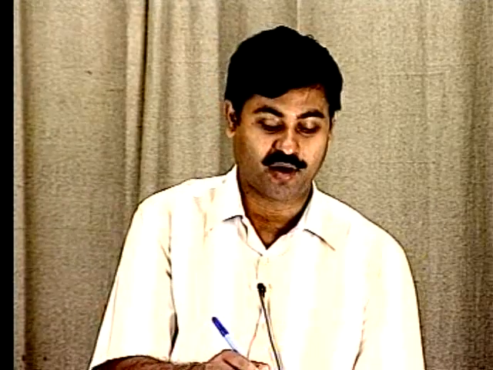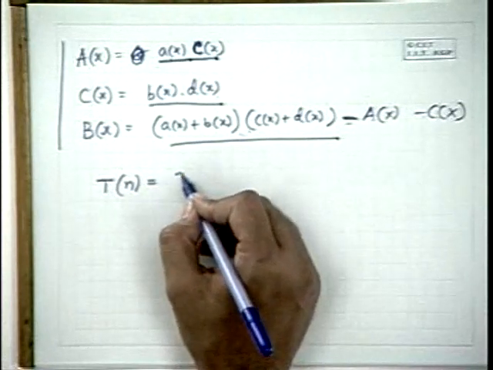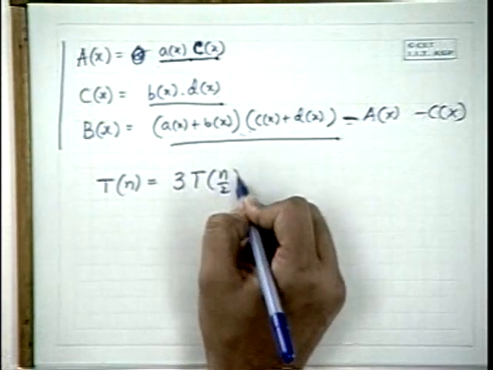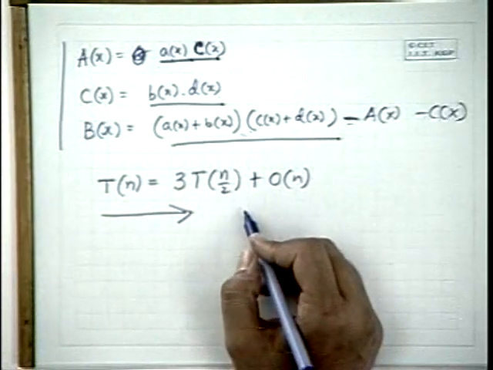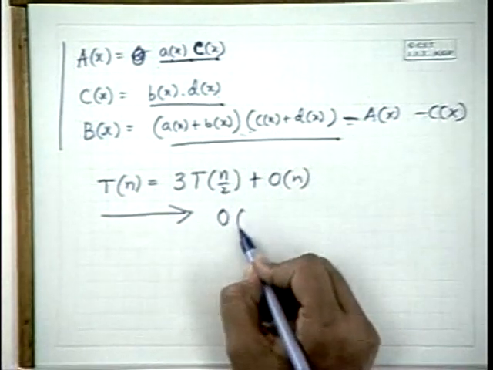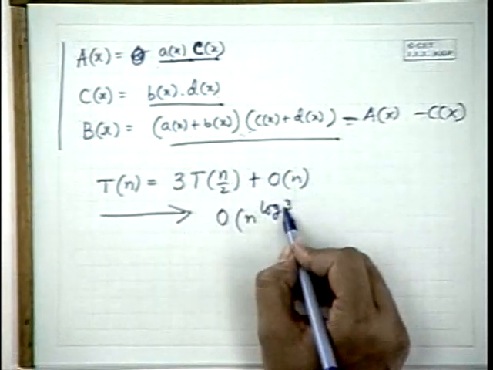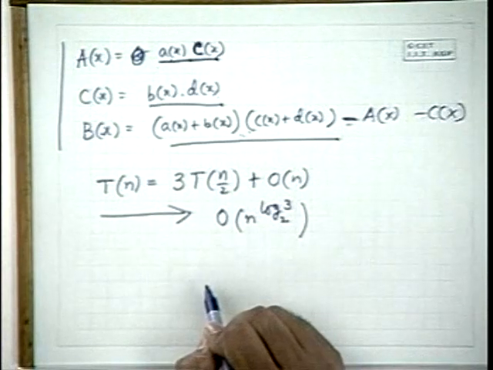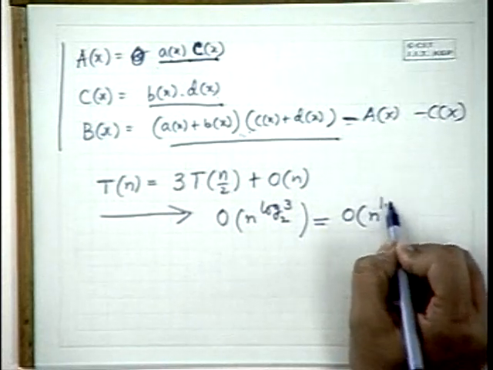So if we do this, how do we express our complexity? Complexity becomes T of n is equal to 3 times T of n over 2 plus O of n. If you solve this, you have already seen it in your exam. If it was 3 T of n over 4, it was giving order n to the power log 3 base 4. So this time it will be log 3 base 2, and this is nothing but order n to the power 1.58.